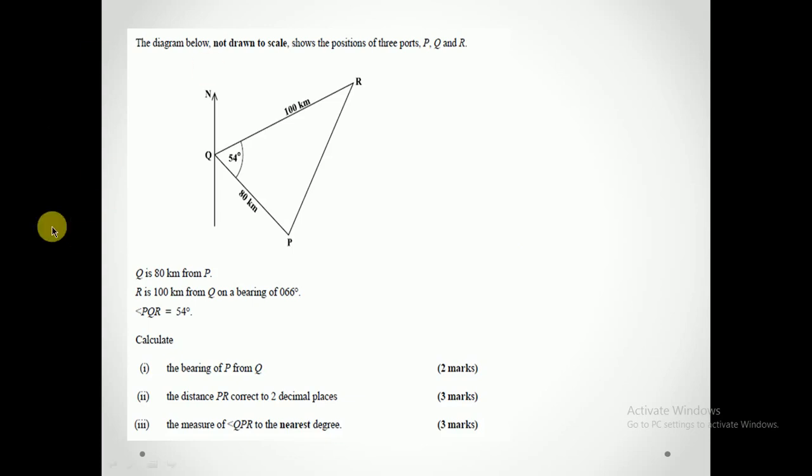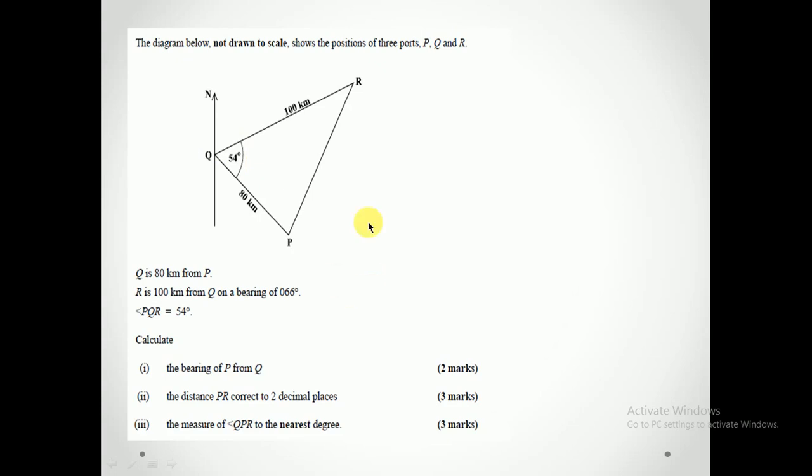Alright, so it says the diagram below, not drawn to scale, shows the positions of three ports P, Q and R. So that's P, Q and R. Q is 80 kilometers from P. R is 100 kilometers on a bearing of 066 degrees. So R is 100 kilometers from Q on a bearing of 066 degrees.